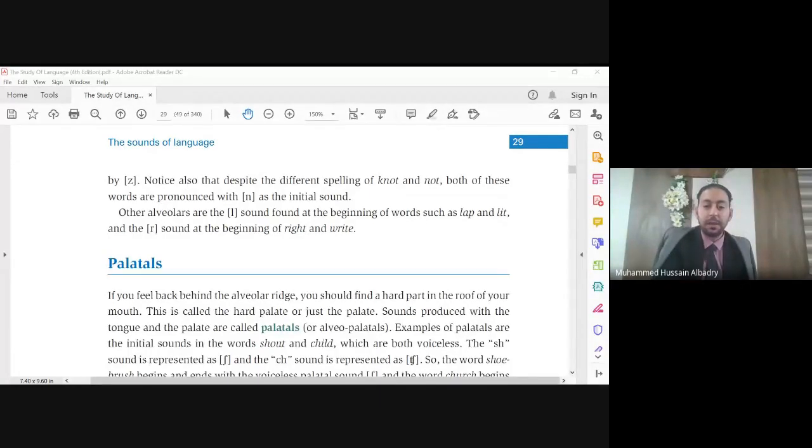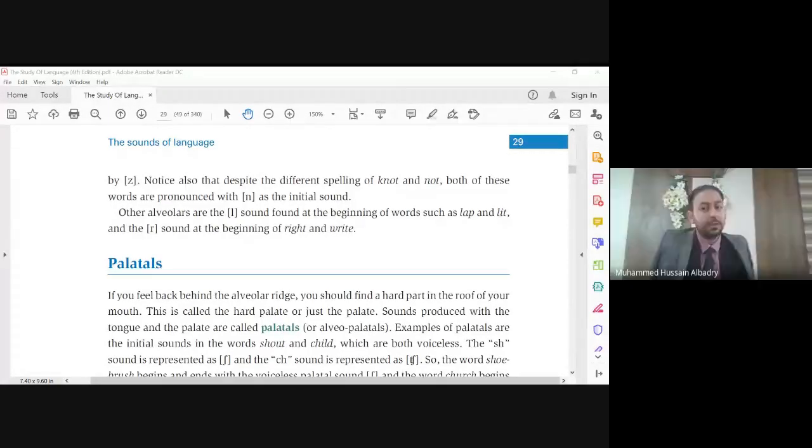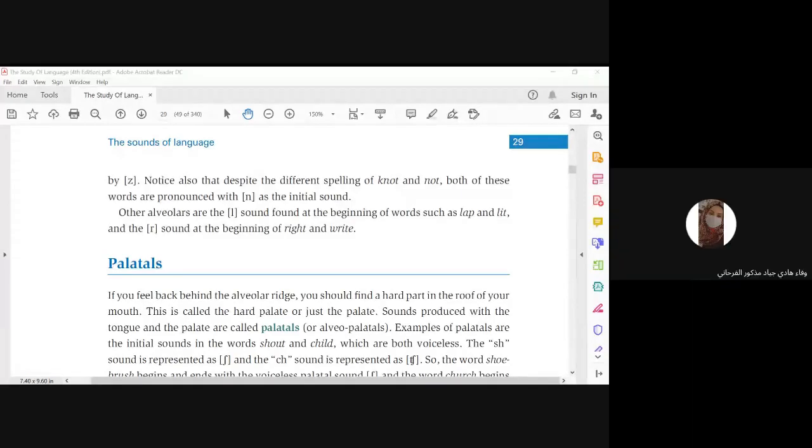And now we have palatal. You can tell me about palatal. Yes, good morning. It's a sound produced with the tongue and the palate. Yes, like what? Like ch, or sh. Ch and sh.